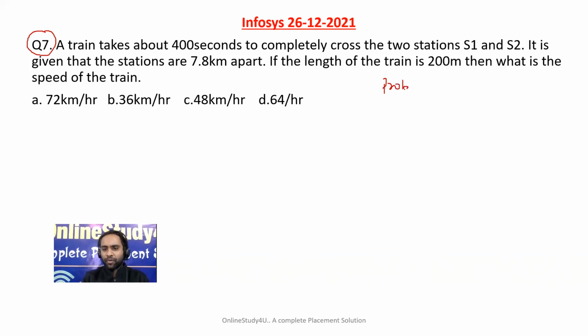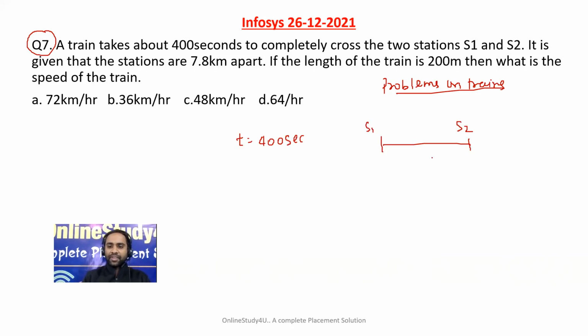Now, question number 7 is a question on time, speed, and distance. You can also say, to be more specific, problems on trains. So a train takes 400 seconds to completely cross the two stations, station 1 and station 2, given the stations are 7.8 kilometers apart, and the length of the train is 200 meters.